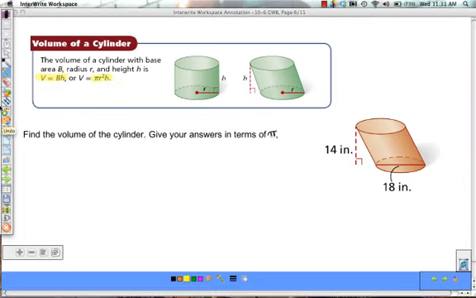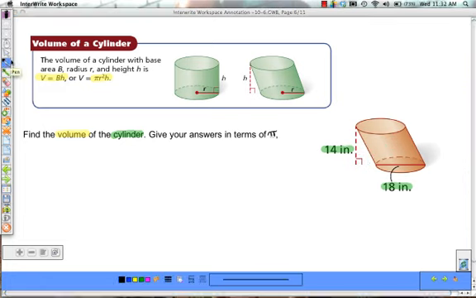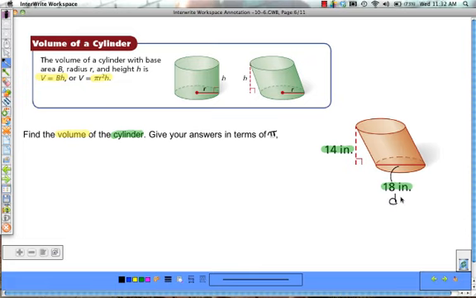So let's find the volume of this cylinder here. So notice we're finding the volume. We're given it's a cylinder, we're given a diameter, and we're given a height. Notice the height is not inside of this cylinder because the height has to be perpendicular to the base. Remembering this is also our diameter, which means our radius would be half of that, which is 9 inches.